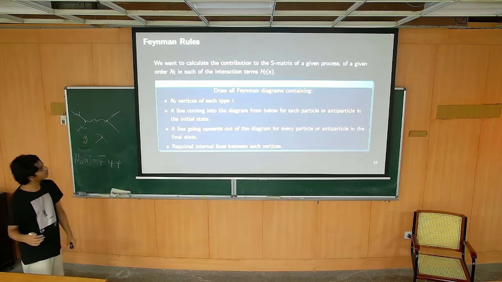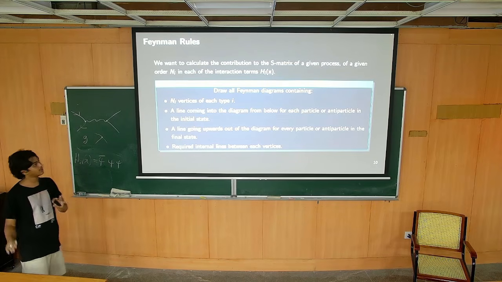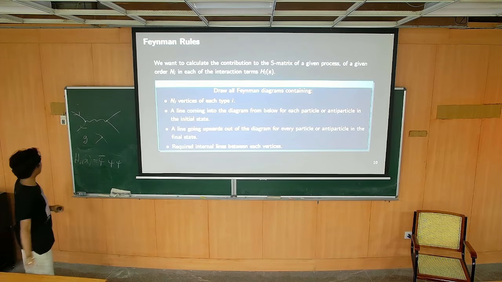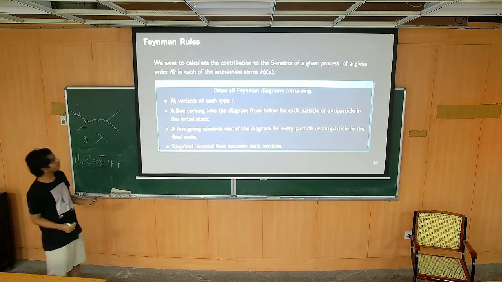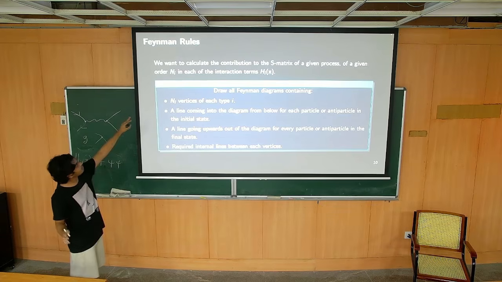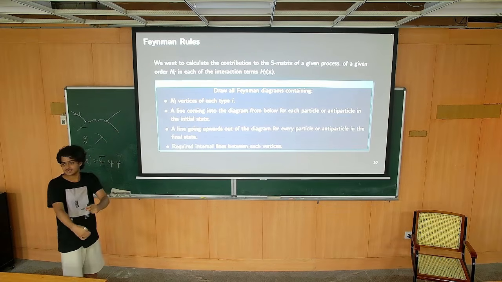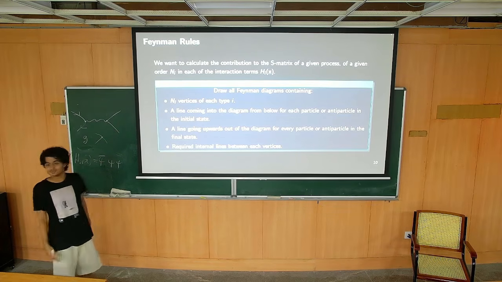Now we will see how to calculate the amplitudes in perturbation theory. We are doing it at each order. So we are calculating something of order n_i in each of the H_i. Some of them may be 0, some may be 1, 2, 3, or more.